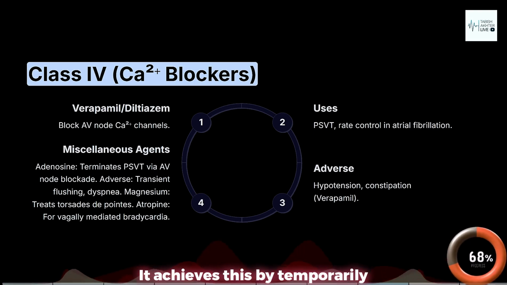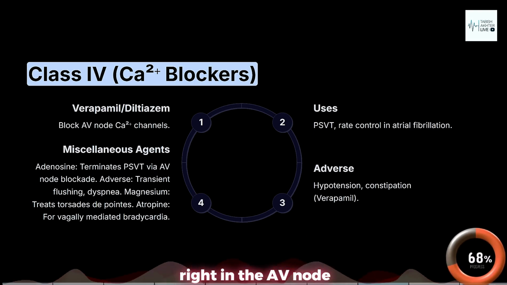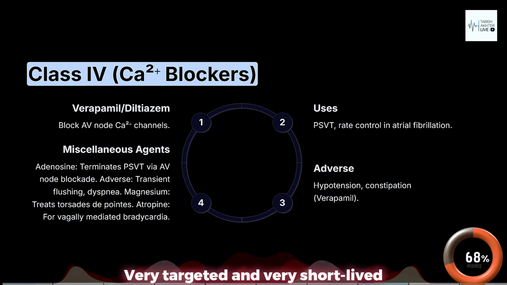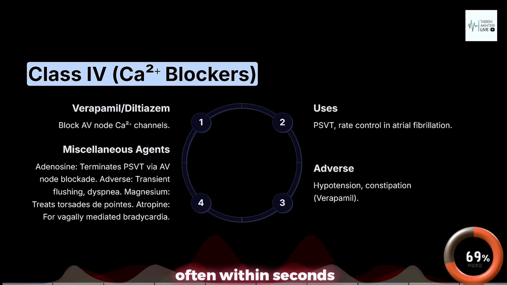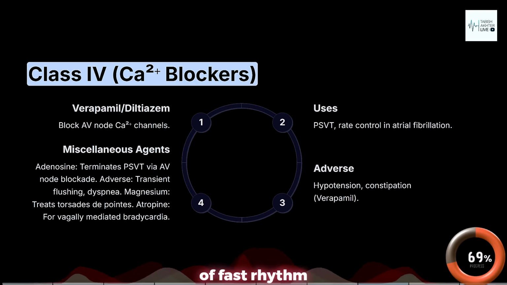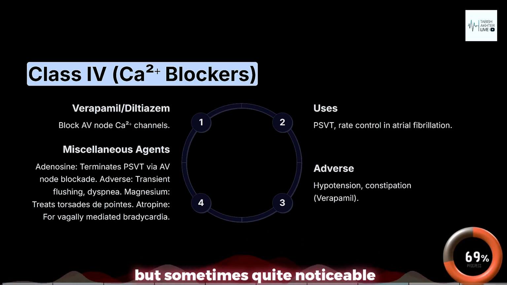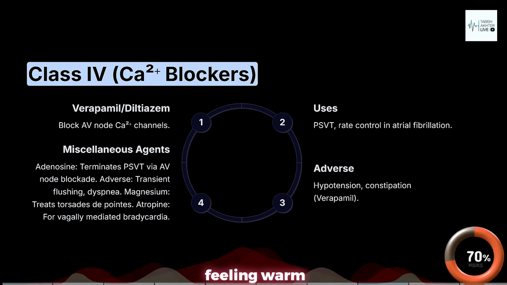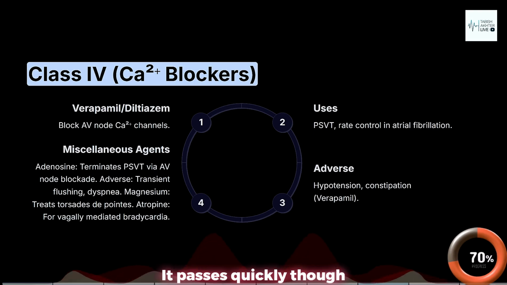It achieves this by temporarily blocking the electrical signals right in the AV node. A very targeted block. Very targeted and very short-lived. What's remarkable about adenosine is how quickly it works, often within seconds. It effectively hits the reset button for that particular type of fast rhythm. Wow. Any downsides? Patients might experience brief, but sometimes quite noticeable side effects like flushing, feeling warm, and maybe some shortness of breath or chest discomfort. It passes quickly, though. Okay.